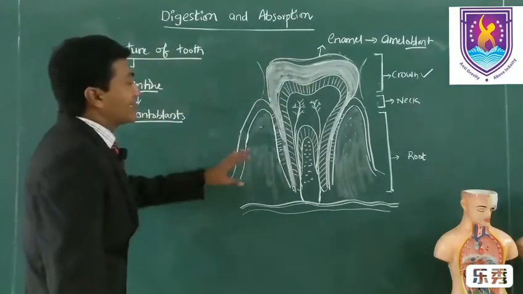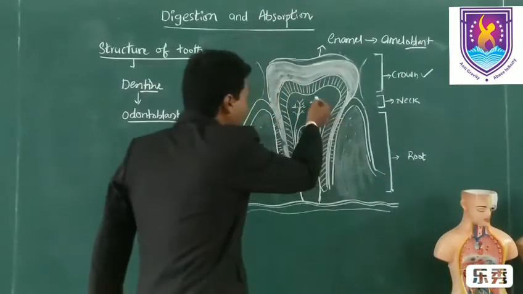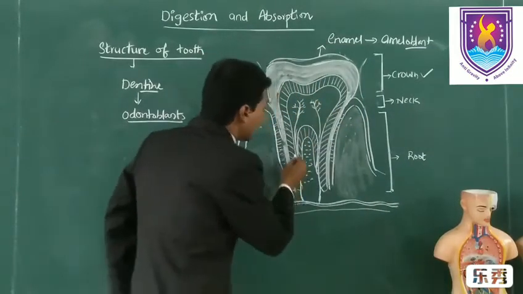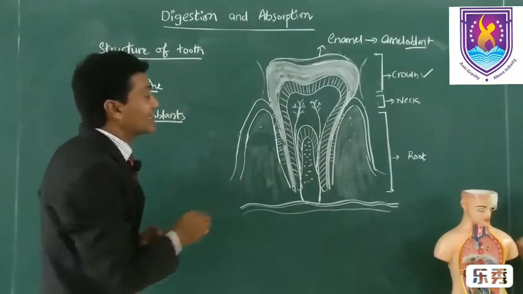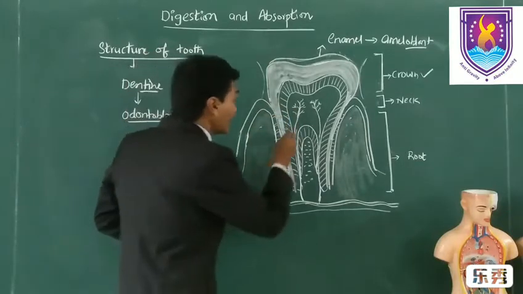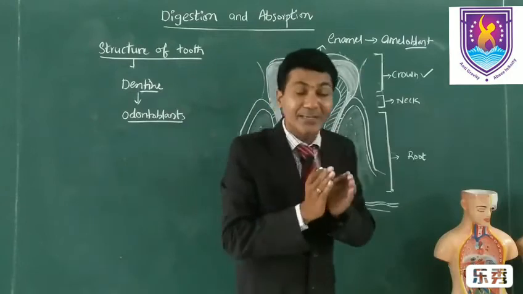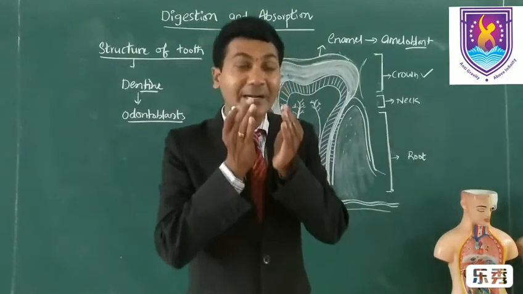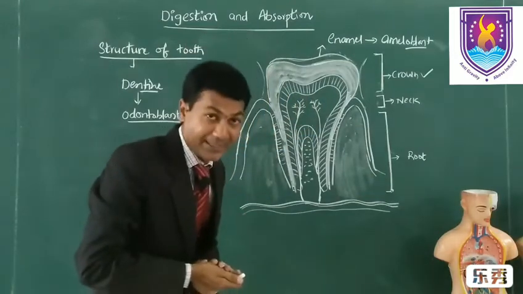Then we can see the inner cavity of the tooth, known as the pulp cavity. This region is the pulp cavity. It is surrounded by the odontoblast cells, whose main role is secreting the dentine, and the blood vessels and the nerves. Blood vessels, nerves and odontoblasts are all together present in the pulp cavity.